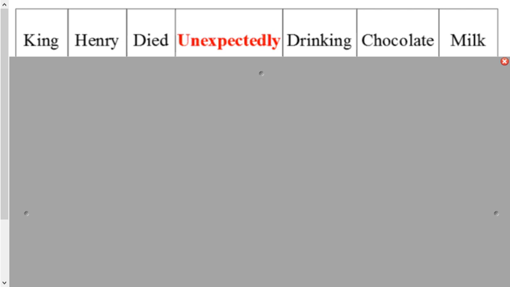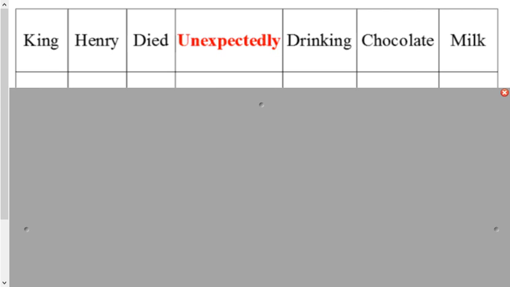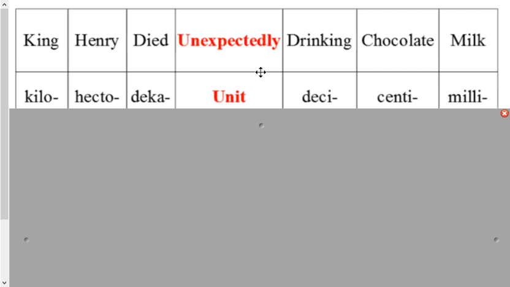So looking at this, you may have heard this saying before, or something similar. King Henry died unexpectedly drinking chocolate milk. This is what's called a mnemonic device. A mnemonic device means something that doesn't relate to the topic at all, but it helps you remember something about a topic. So the K in king stands for kilo. The H in Henry stands for hecto. The D in died stands for deca. U stands for unit. D stands for deci. C for centi, and M for milli.